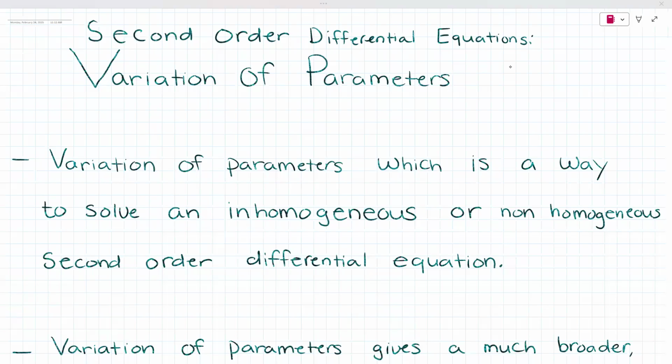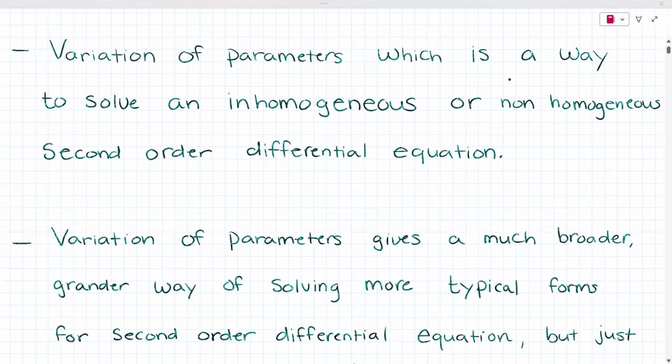Hello, in this video we will solve an inhomogeneous, or non-homogeneous, second order differential equation using variation of parameters. So what is variation of parameters? Variation of parameters is a way to solve an inhomogeneous or non-homogeneous second order differential equation.